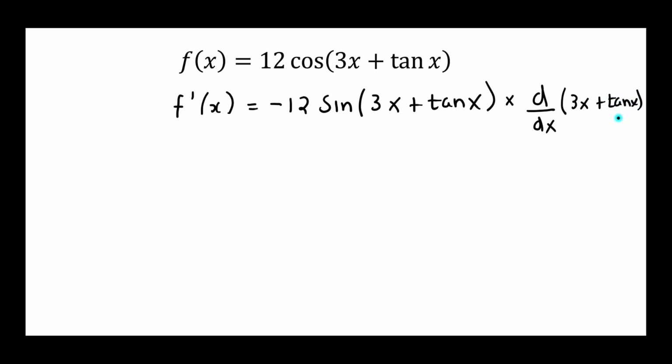which is 3x plus tan x. If we go ahead and do that, and differentiate the inner part, I'll just write this in first. If we go ahead and differentiate the inner part, that would be 3, and that would be plus secant squared x.